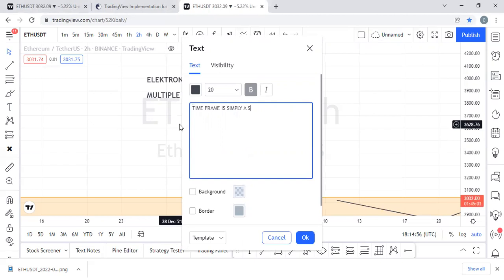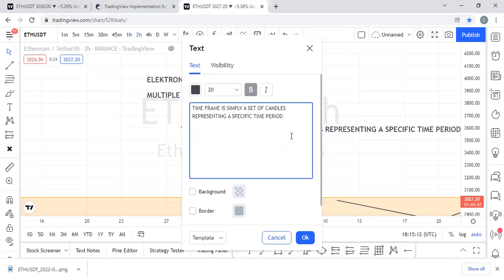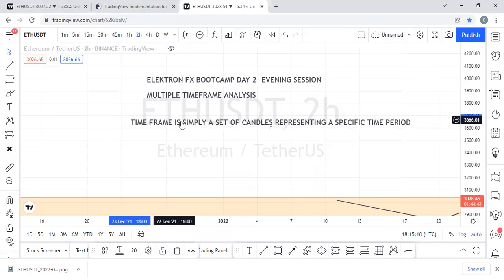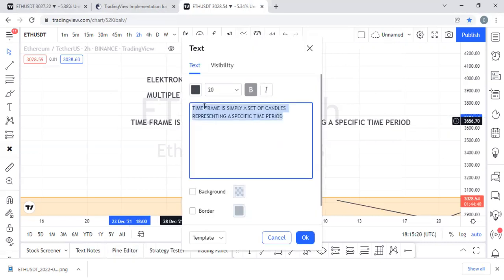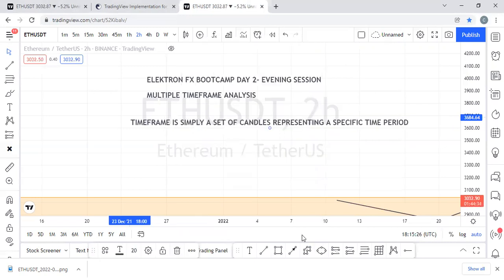a set of candles representing a specific time period. So that's what a time frame simply is. Simply a set of candles representing a specific time period. That's the definition of a time frame. It's one word, time frame. So it's simply a set of candles representing a specific time period.